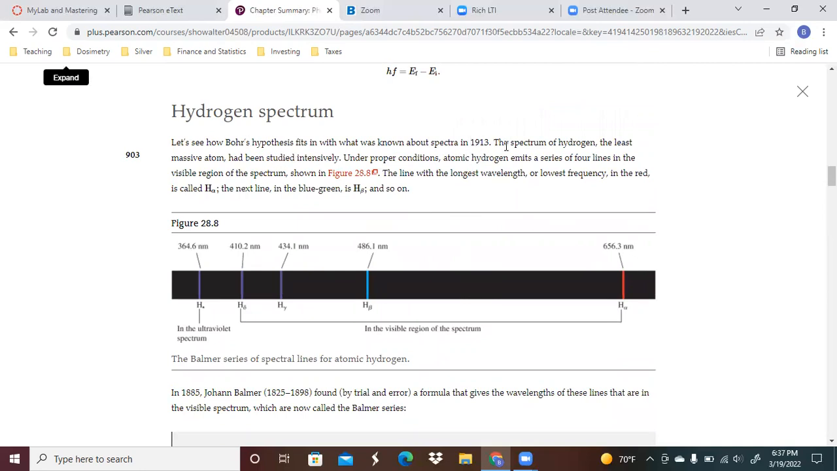Let's take a look at how this idea can be used with the spectrum of hydrogen, the least massive atom, and therefore a little less complicated than some of the others. Under proper conditions, atomic hydrogen emits a series of four lines in the visible region of the spectrum. You can see those in the figure. The line with the longest wavelength or lowest frequency is the red one, called H sub alpha. The next line is blue-green, H sub beta, and so on: gamma and delta.